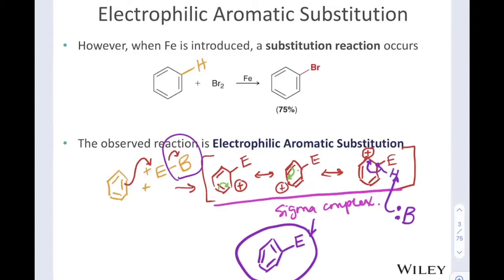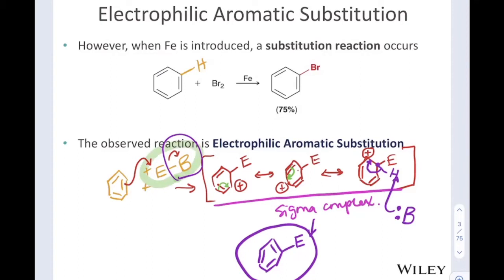This is the general scheme for electrophilic aromatic substitution. We will see this over and over and over again in this chapter. The only difference is that we will have to figure out which electrophile we need to use in order to make the specific reaction happen that we're talking about.